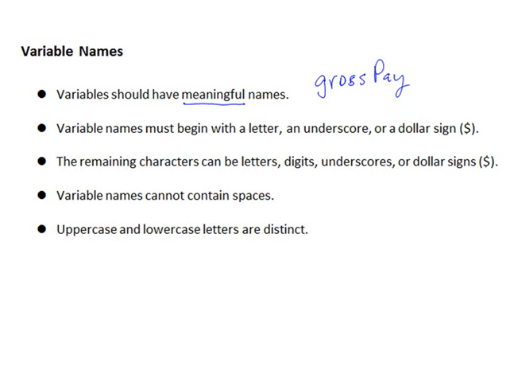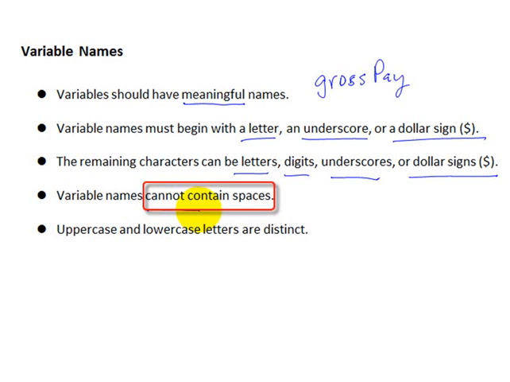Second, variable names must begin with a letter, an underscore, or a $ sign. After the first character, the remaining characters in a variable name can be letters, digits, underscores, or $ signs. Variable names cannot contain spaces. The variable name "gross pay" with a space is not really a variable name because you can't have a space in a variable name.